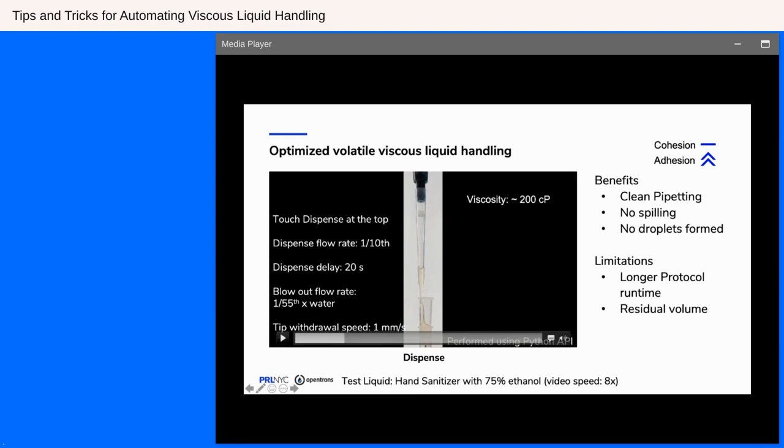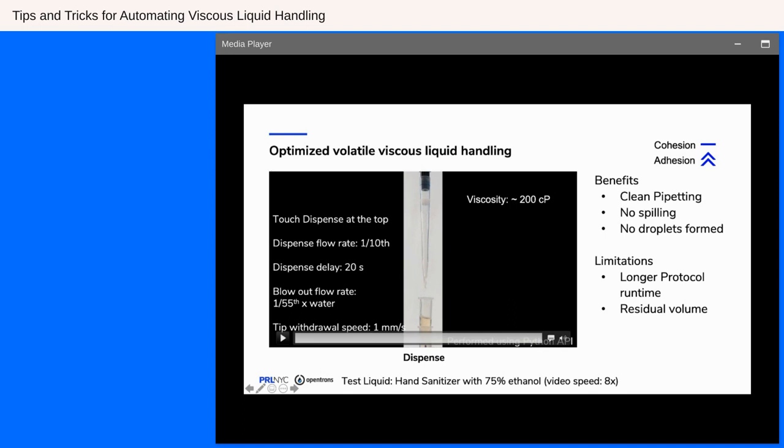Now, over here, we are doing a touch dispense where we are sticking the tip to the wall of the labware, and we are dispensing. Now we are delaying it for 20 seconds, and we are going to perform the blowout. We can still see that there is some residual volume which is sticking to the tip.